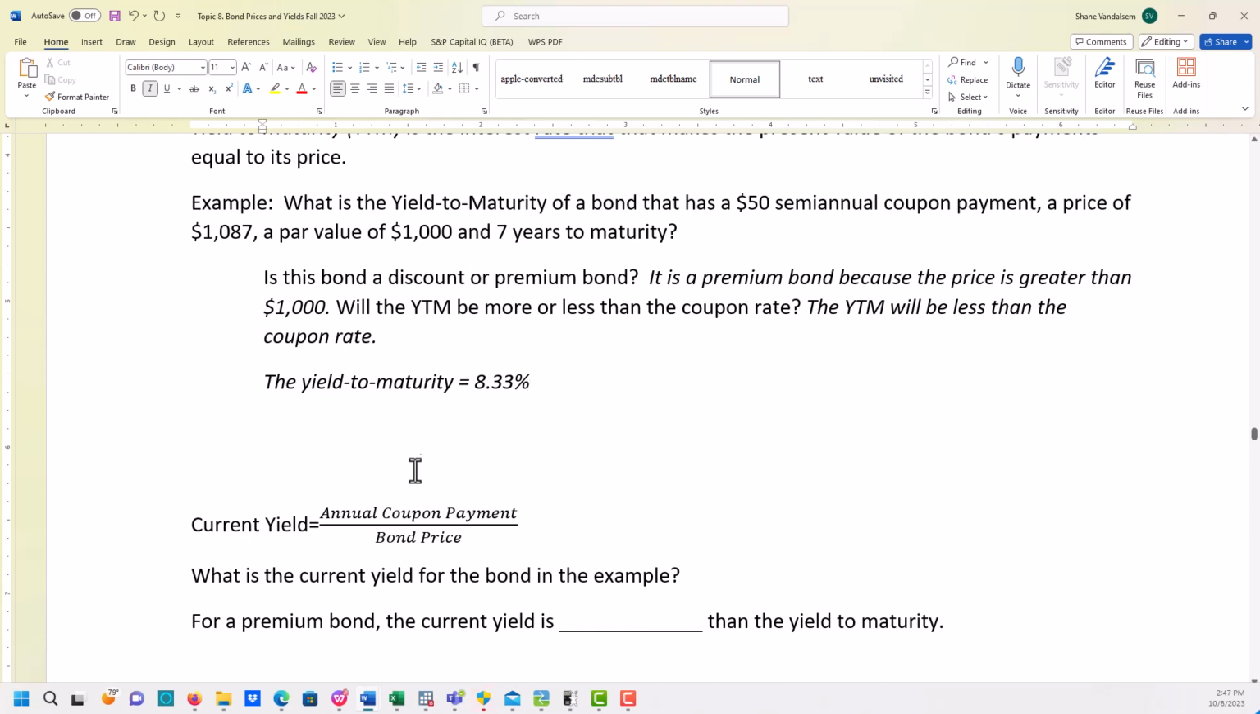The current yield for the bond is equal to the annual coupon payment divided by the bond price. So in this case, we're going to go ahead and calculate the current yield for this bond. The annual coupon payment is $100 divided by the current bond price of $1,087.